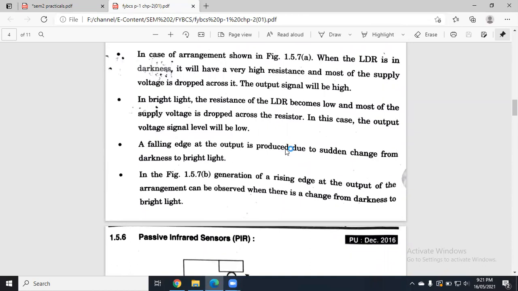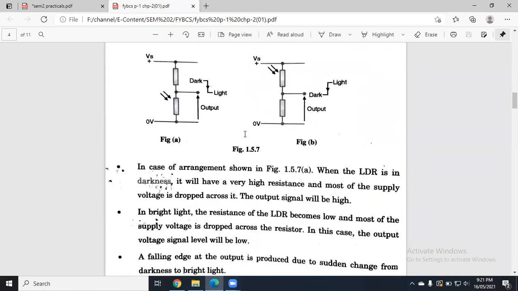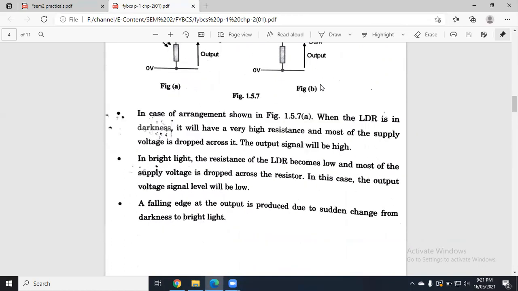So in figure 7, second figure basically, a generation of rising edge at the output of the arrangement can be observed when there is a change from darkness to bright light. So in this case we have a falling edge from dark to light. In this case we have a falling edge again, but it is light to dark, and both the edges are there because of this sudden transition in light intensity.